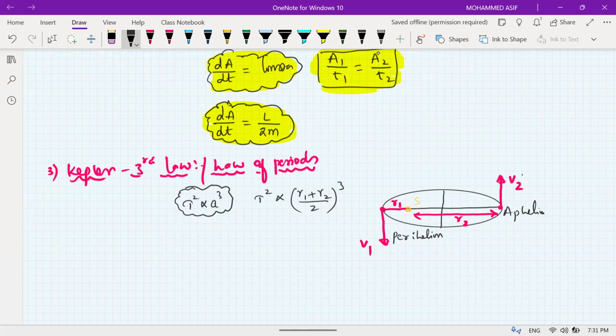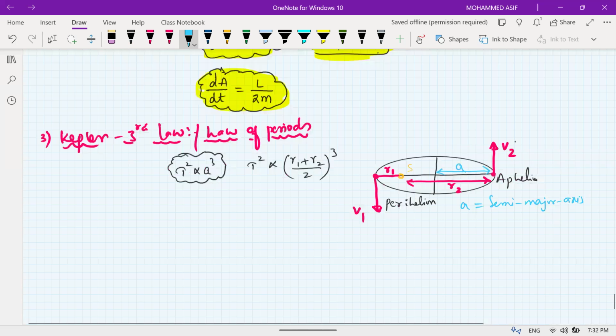What is A here? A is the semi-major axis. This is A, known as the semi-major axis, and B will be the semi-minor axis. R1 is the shortest distance of the planet from the sun, the perihelion, and R2 is the largest distance from the sun, known as the aphelion.